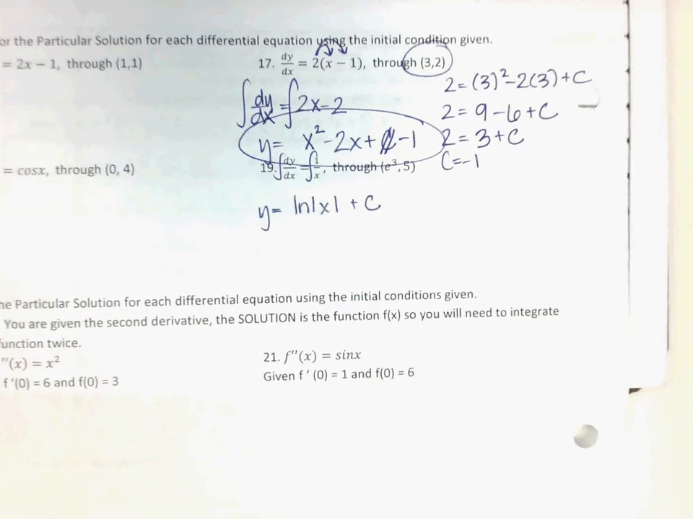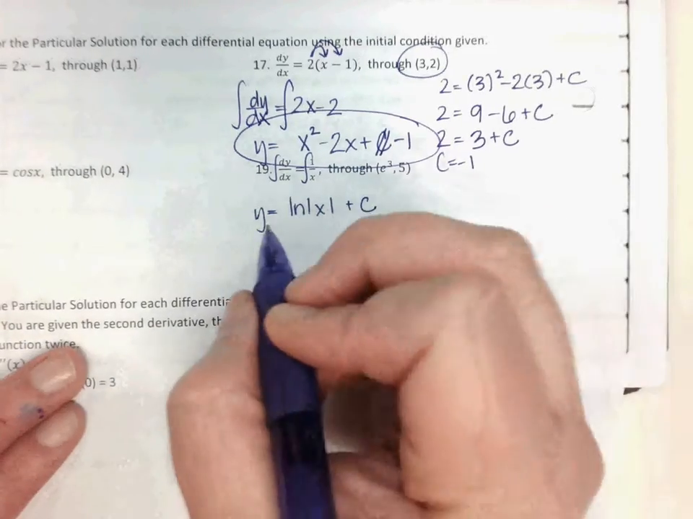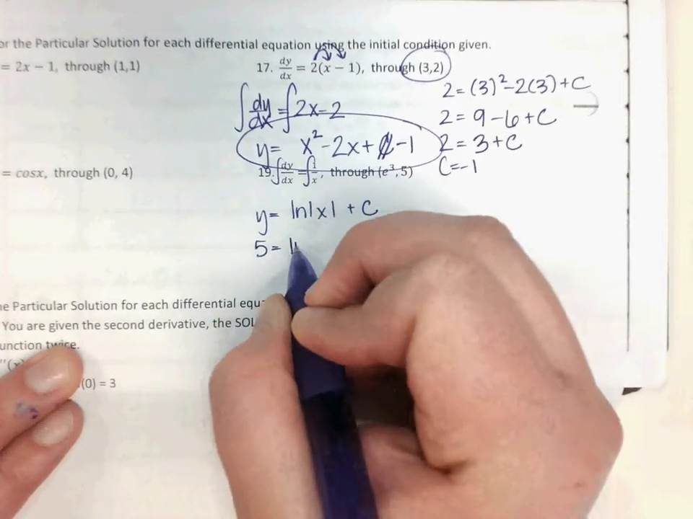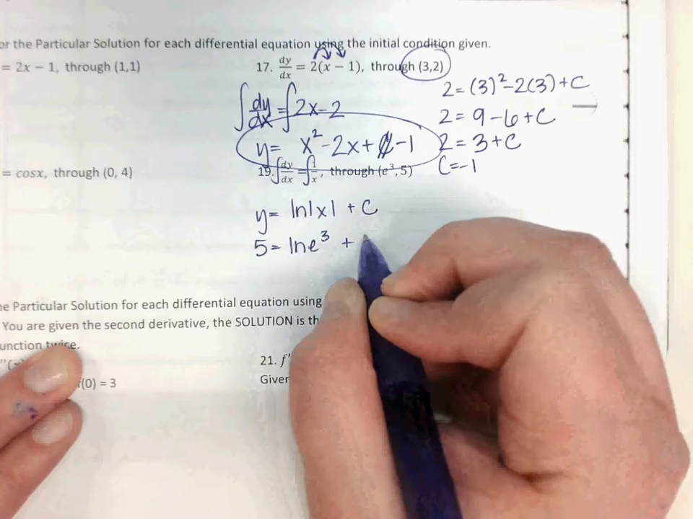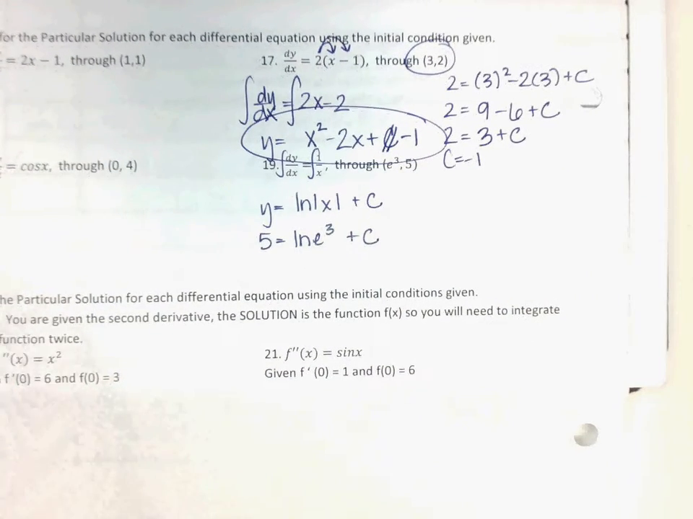Okay, then your (e cubed, 5). 5 is your y, e cubed is your x. What happens when I have the ln of e cubed? Good. ln and e cross out, that turns into just a 3.